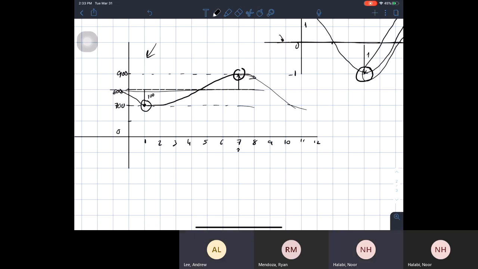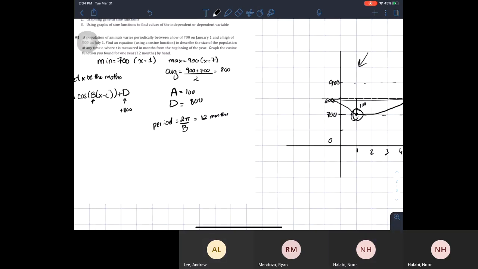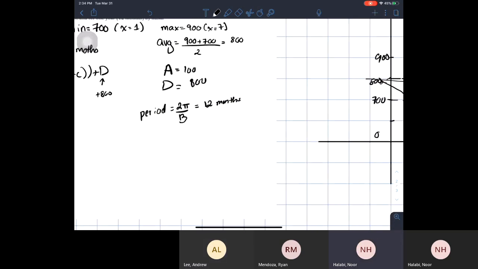So basically what he's trying to say is that from your minimum to your second minimum is 1 period, because it's a whole wavelength of the cosine graph. Is that what you're trying to say? Yeah. Okay. So for this one, it just happened to be 12 months.